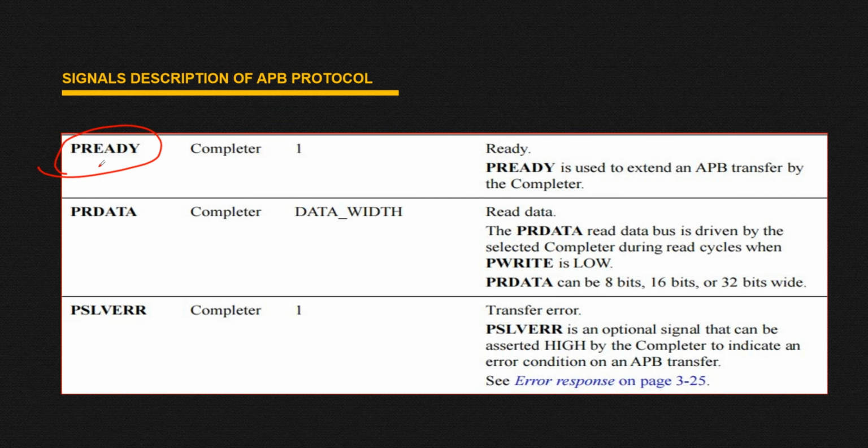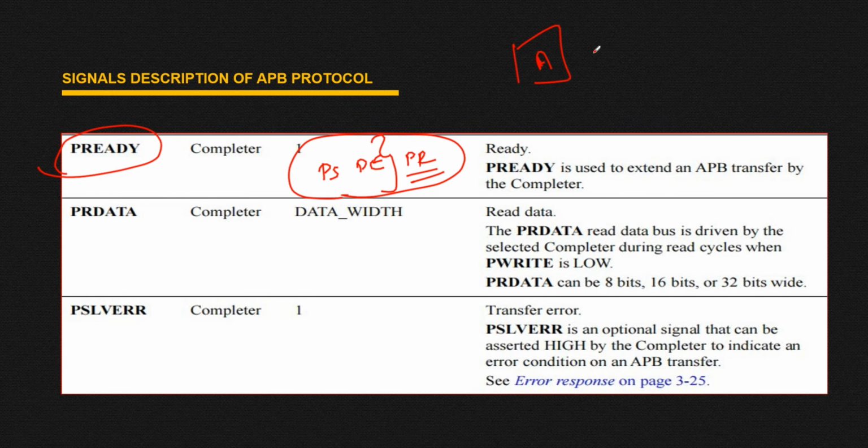Your data transfer should be completed only when all these three signals, that is your PSEL, then PENABLE, and then PREADY, are high. Then and only then you can say that your data transfer is completed. If you are in the access phase and your PREADY is low, in that case your master has to wait until he gets the PREADY from the slave. If he gets the PREADY from your slave, then it can complete that transfer.